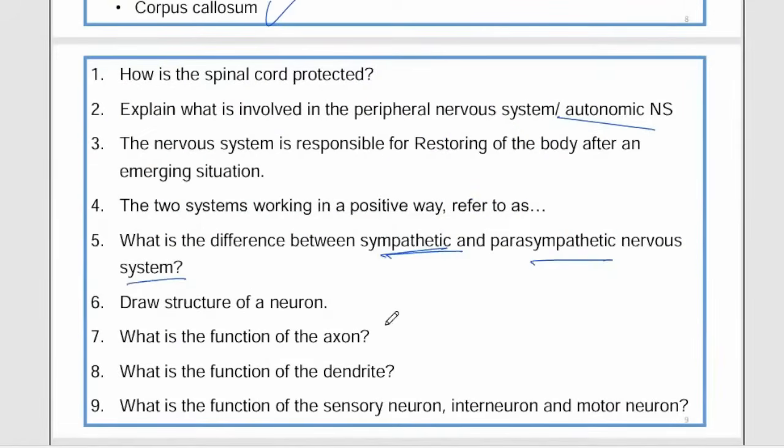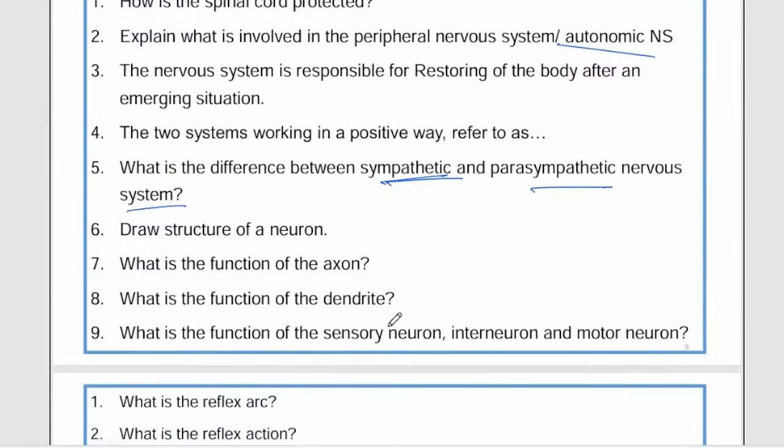Then we are going to draw the structure of a neuron. We did draw it, and I say that make sure that you know how to draw the structure of a neuron, that's the motor neuron and the sensory neuron. What is the function of the axon? Transmits impulse away from the cell body. And the function of the dendrite? Transmits impulse towards the cell body.